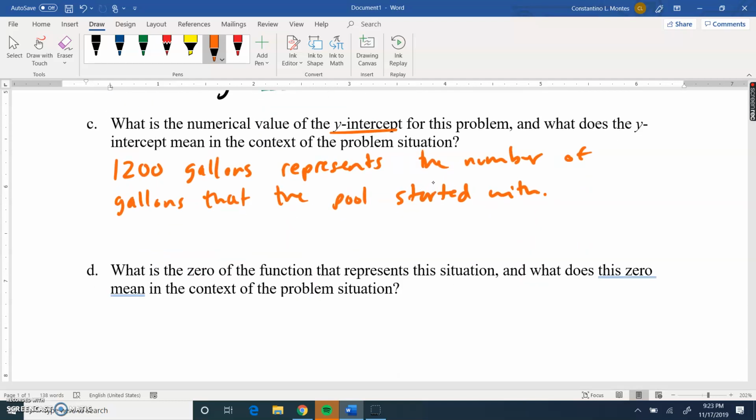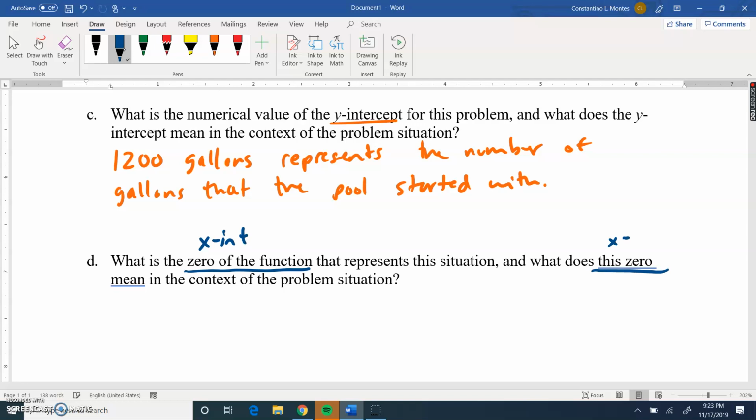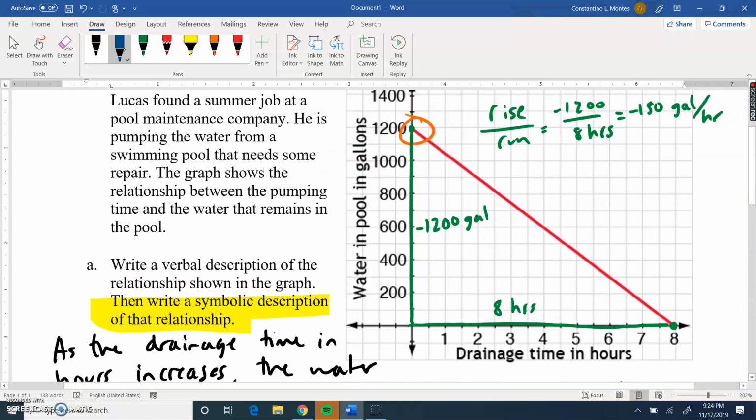This says, what is the zero of the function that represents the situation, and what does the zero mean in the context of this problem situation? We didn't actually go over this. But zero of a function, let me use a different color here. Did we use blue for the slope? No, we didn't. Good. Zero of the function is just another way of saying x-intercept. What does this x-intercept mean? So they're asking us to not look at the y-intercept, but instead look at the x-intercept.